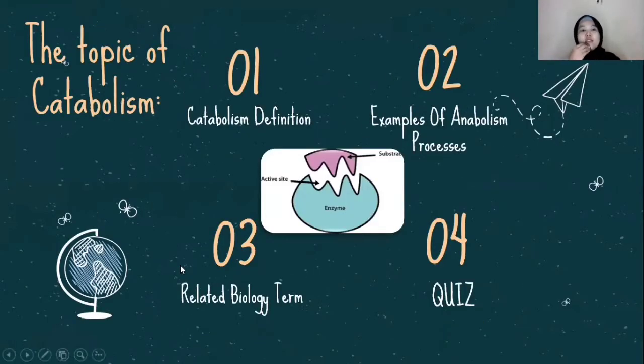Okay, next, the topic of catabolism. First, the definition of catabolism. Catabolism is the part of metabolism responsible for breaking complex molecules down into smaller molecules. The other part of metabolism, anabolism, builds simple molecules into complex ones. During catabolism, energy is released from the bonds of the large molecules being broken down. Typically, that energy is then stored in the bonds of adenosine triphosphate, or ATP.